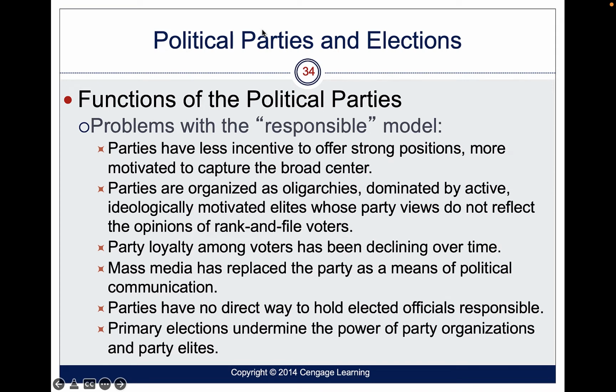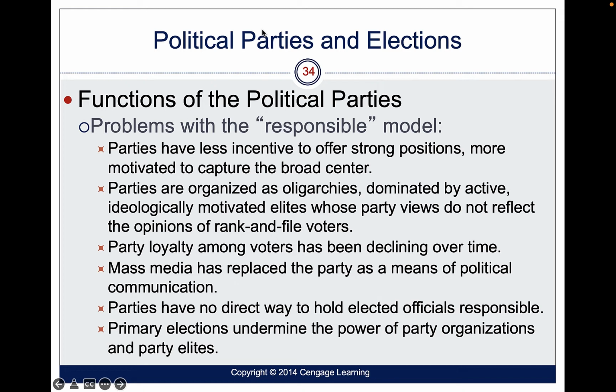But when we look at the problems with the responsible party system, sometimes parties are oligarchical. We see that now, where a small number of people at the top make decisions for the greater whole. Maybe the masses within the party might not totally agree with what the elites in the party want. Party loyalty among voters has been declining over time. Mass media has replaced the party as a means of political communication, along with things like social media. And parties have no direct way to hold elected officials accountable.